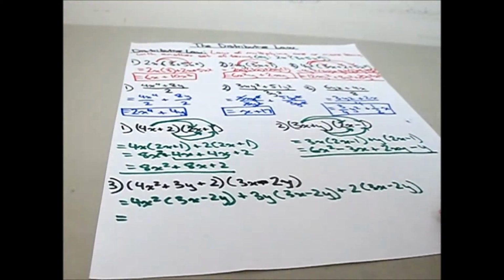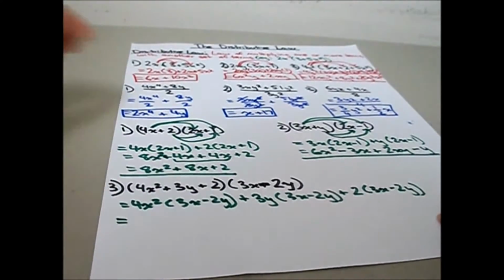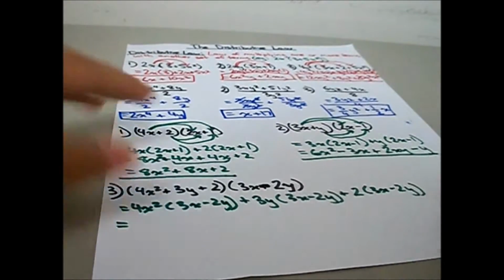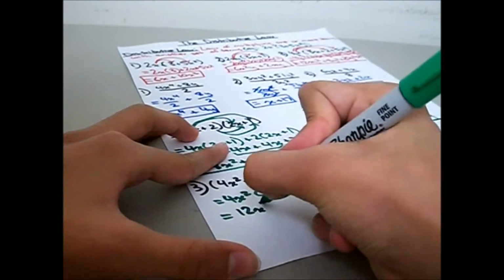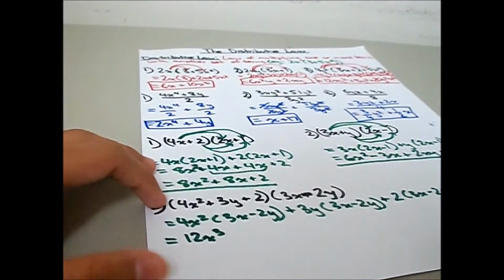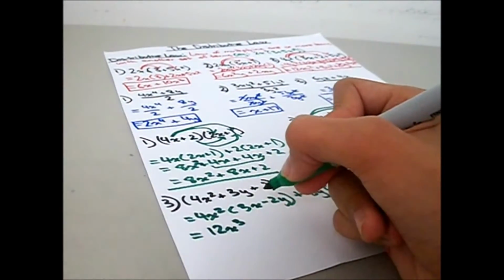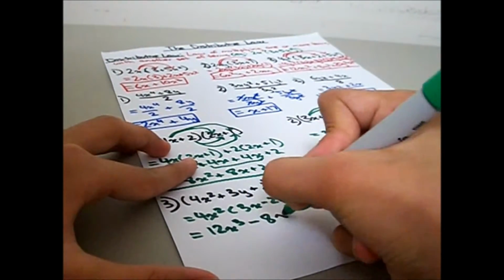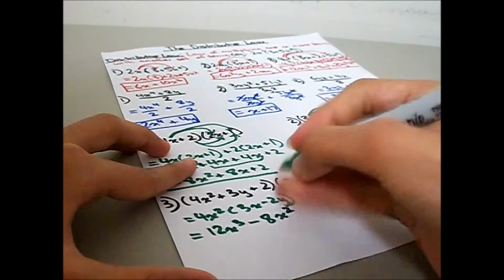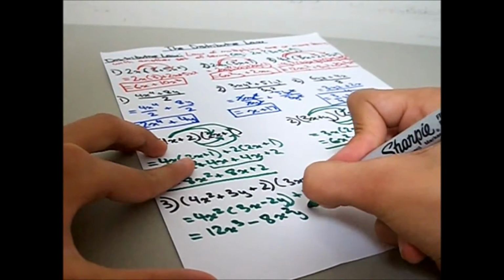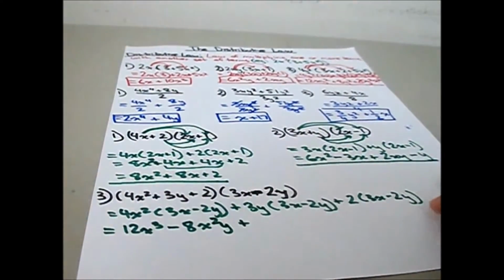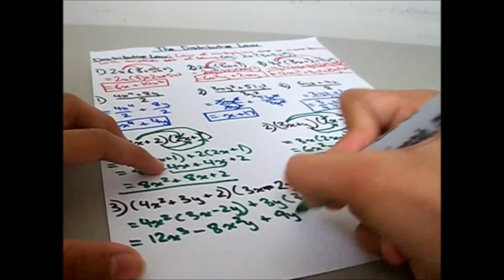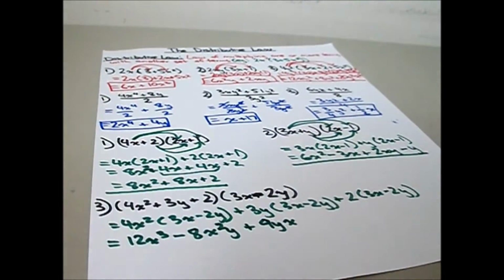Now, to start simplifying, 4x squared multiplied by 3x, so 12x squared times x equals raise the exponent by 1, so that will give us 12x cubed. Multiplied by negative 2y, 4 times negative 2 will be negative 8. And that's why we'll just put 8x squared y. Plus 3y multiplied by 3x, which will give us 9yx, since they're not like terms.